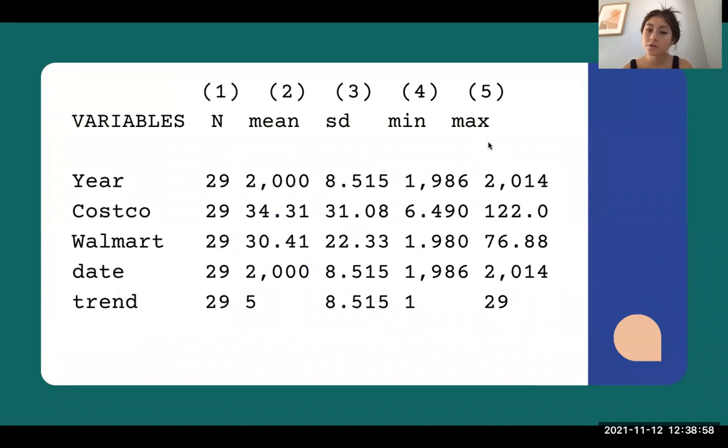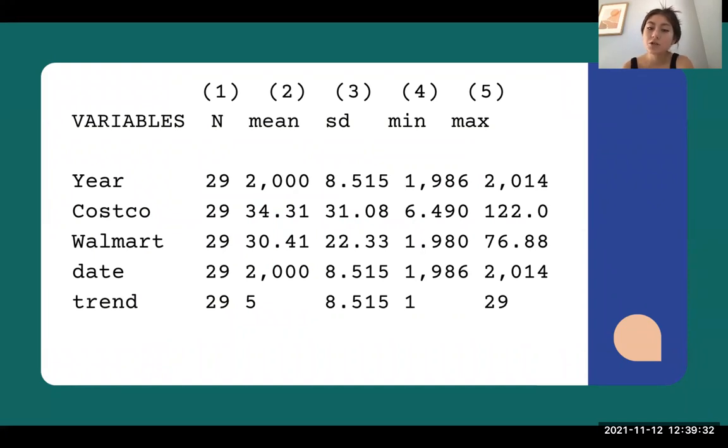And here you can see our descriptive statistics table after using the outreg function copied from the output Word document. Technically, the only variables that hold significance in our equation are Costco and Walmart, but Stata obviously does not know that. So it generates these other variables of year, date, and trend. But for our study, we're solely analyzing the variables of Costco and Walmart. We have a total of 29 observations. In the mean, which is the average, Costco has a higher average at 34.31, whereas Walmart has an average of 30.41.